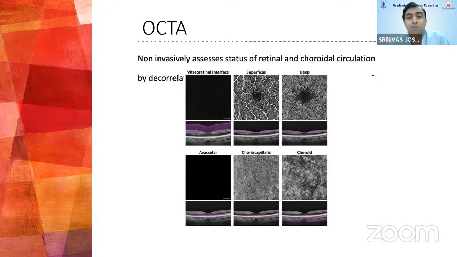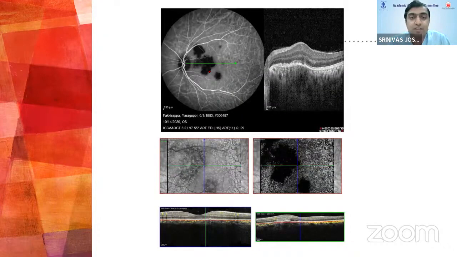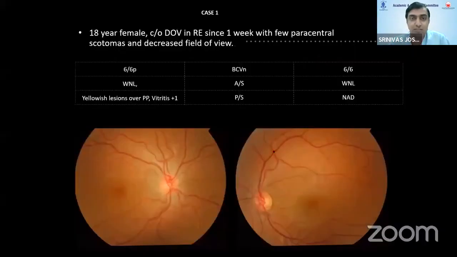OCTA is also a very important tool. It is not only used for the superficial or deep vascular plexus, but we also use it in the choriocapillaris as well as in the choroidal area to know the choriocapillaris void areas, that is flow void areas. This is the case where you have the hypocyanescence, and you can see the corresponding OCTA. There is definitely a choriocapillaris flow void area, which indicates that this could be a case of AMPPE.